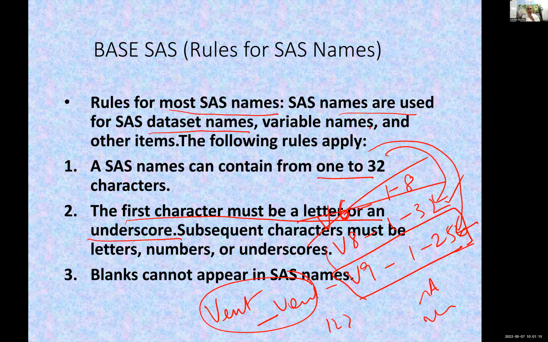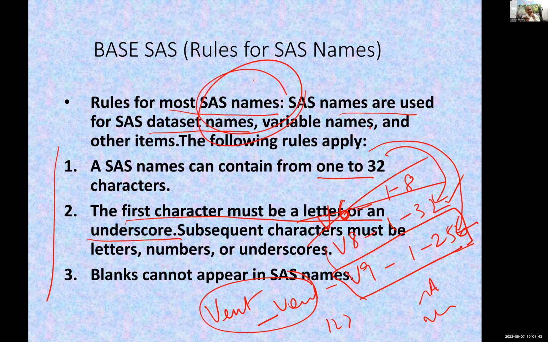The third one is blanks cannot appear in SAS names. Suppose for example, ID number. Don't put ID as one word, then a space, then the number. No, blanks cannot appear in SAS names. So if you want it, make ID number one word. So these are all the different rules for SAS names.